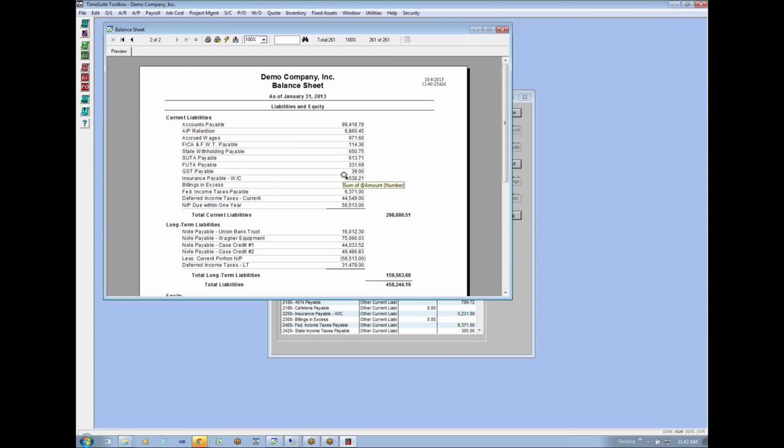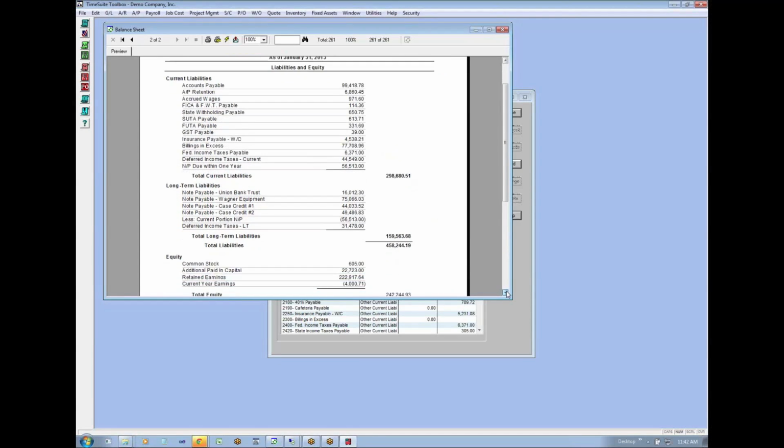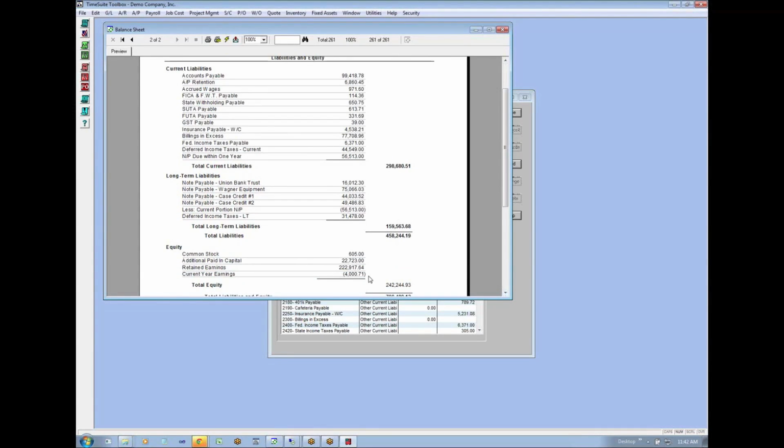So if we can prove the balance on every balance sheet account, then we'll prove the difference between our assets and liabilities to be accurate, and the difference between our assets and liabilities becomes our equity.